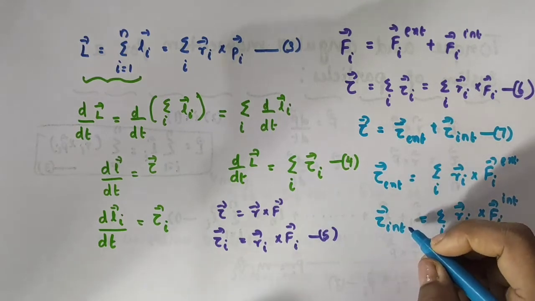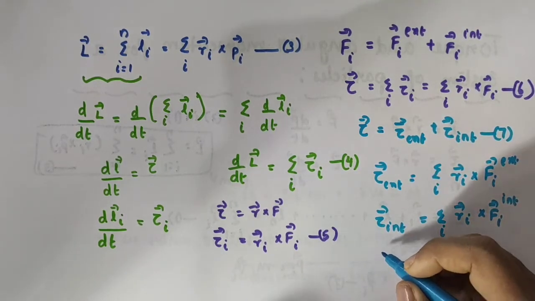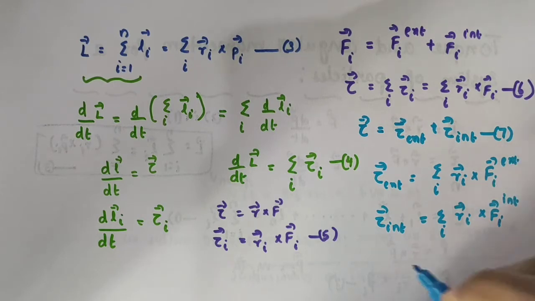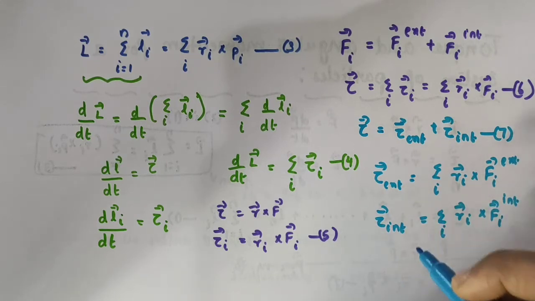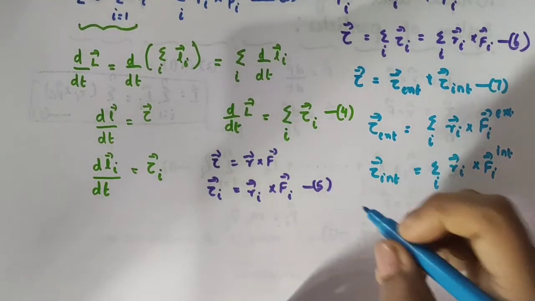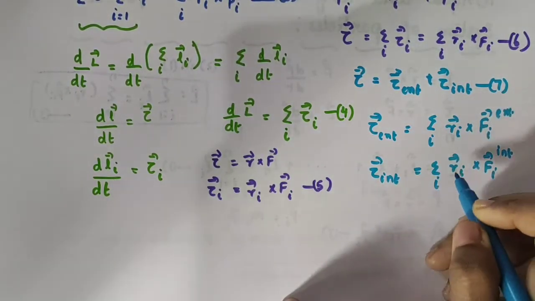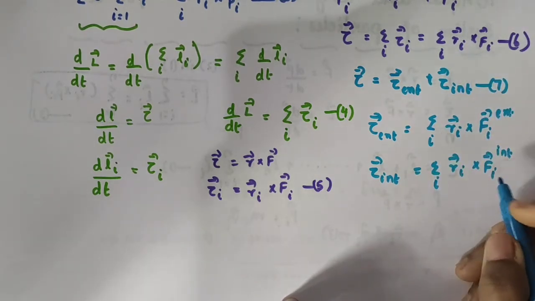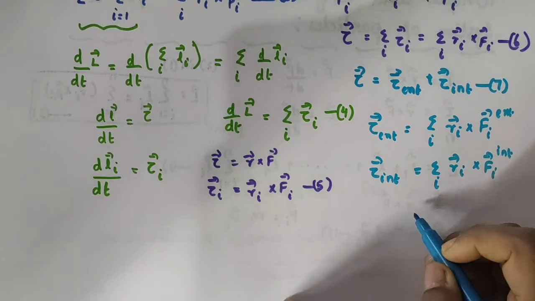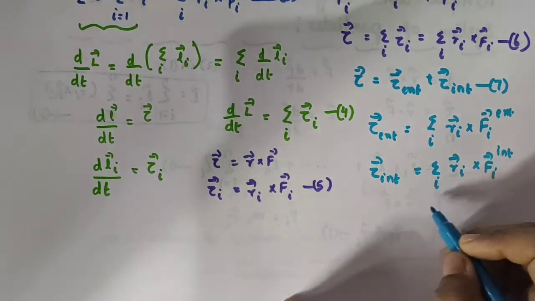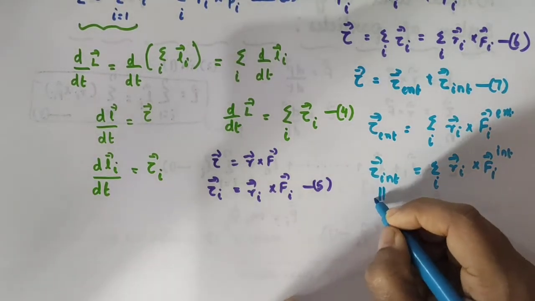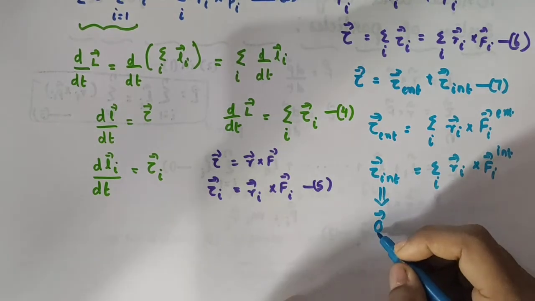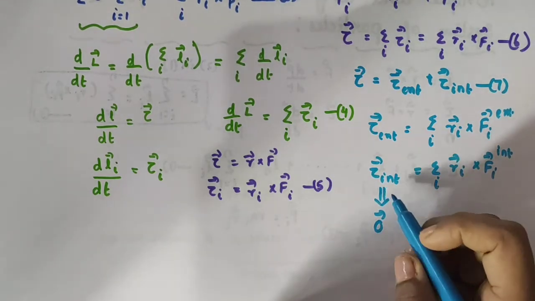Now, from Newton's third law of motion, we know that to every action there is an equal and opposite reaction. That is, the forces between any two particles of the system are equal and opposite, and these forces are directed along the line joining the two particles. So the contribution of the internal forces, vector Fi internal, to the total torque on the system is 0, since the torque resulting from each action-reaction pair of forces is 0. We can write torque internal as a null vector, because it has magnitude 0.